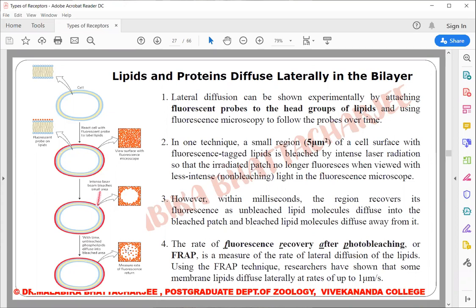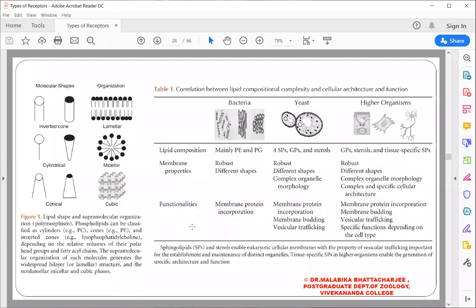This experiment was known as fluorescence recovery after photobleaching, or the FRAP method. So this experiment comes, and this is just a basic table to show you the difference of the membrane between bacteria, yeast, and higher organisms.